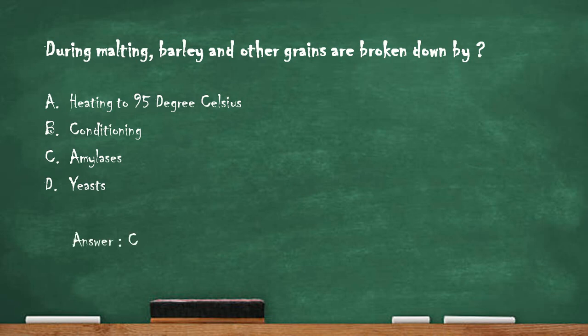C, amylases. During malting, barley and other grains are broken down by enzymes, which are amylases, that break down starches, protein, and carbohydrates. These enzymes, like amylases, are produced during the germination stage. Amylase breaks down starch into sugars.